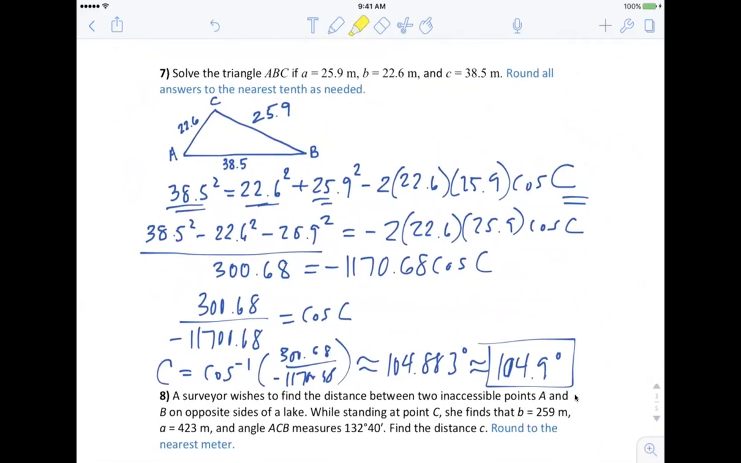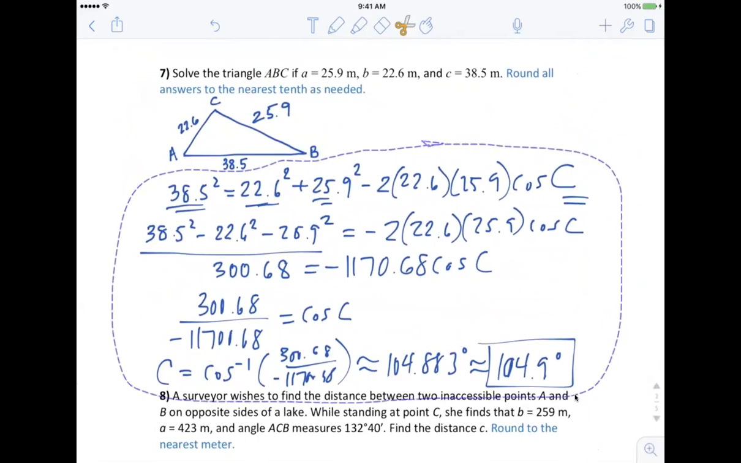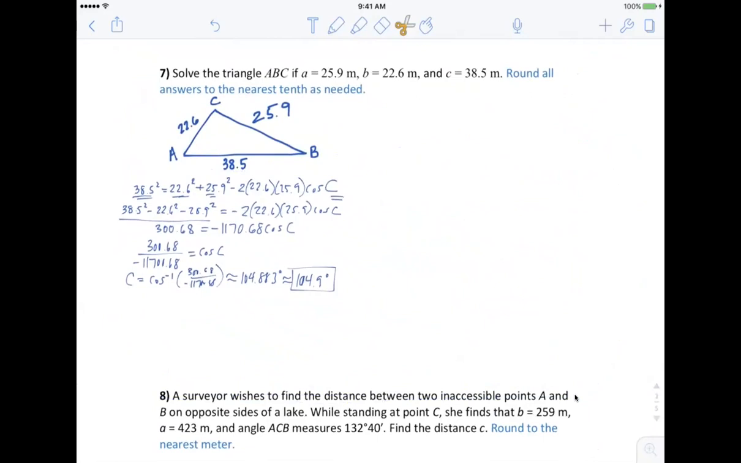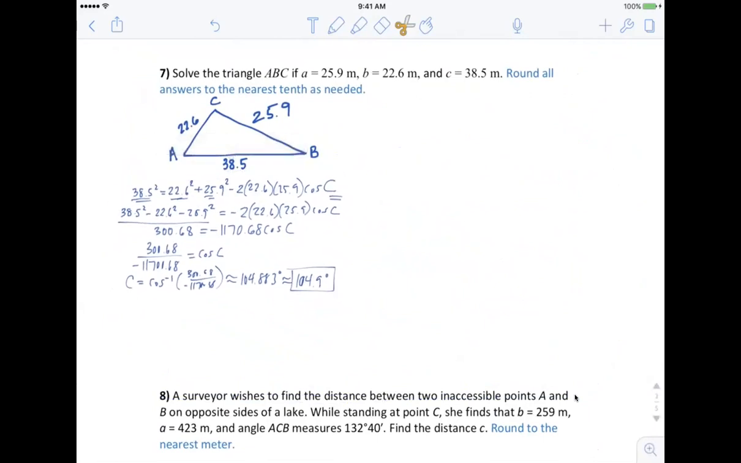I just ran out of room, so let's shrink all this down and then we'll get some room. Okay, there you go. Now, let's find angle A. So angle A, opposite that is 25.9 over sine A. And then I've got to use the C ratio because that's the pair I know, 38.5 over the sine of, and here's where I'm going to use the one that's a little more accurate, 104.883.